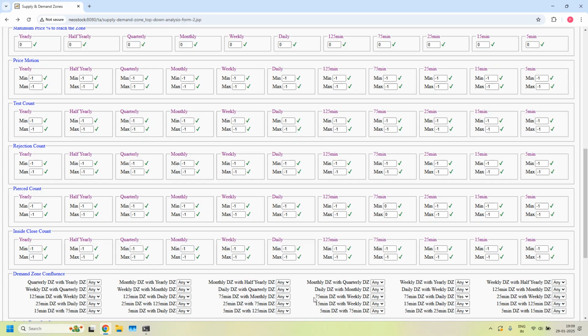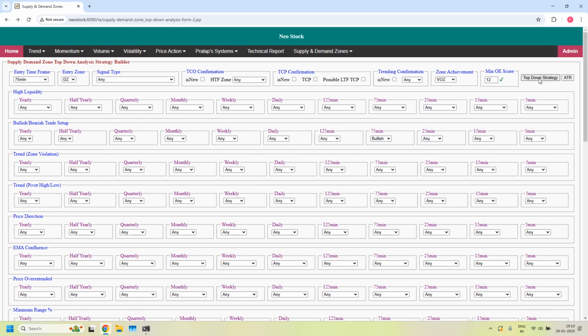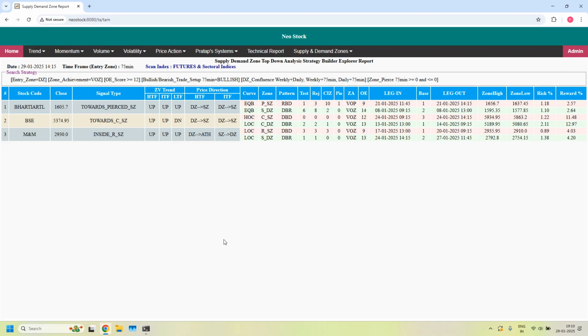And second filter is 75 minutes demand zone with weekly demand zone confluence. Third filter is daily demand zone with weekly demand zone confluence. With all the 3 filters, LTF, ITF, HTF zone confluence, we got 3 stocks. All 3 are supporting even LTF, ITF, HTF.